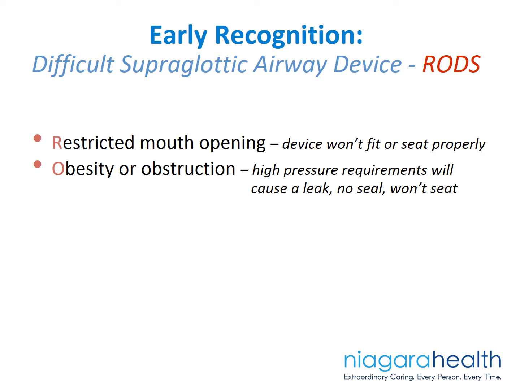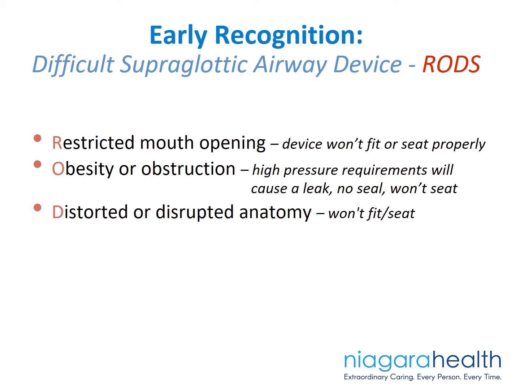Obesity or obstruction, again, just like bag valve mask ventilation, essentially you have to be able to get a seal, and if you have any type of obstruction from things that are in the way, or you're obese, we are going to overpressure that device, and you're basically going to get a leak, or you won't get it to sit and seal properly in the back of the oropharynx, causing basically no way to ventilate the patient. Distorted or disrupted anatomy, for exactly the same reasons, you need to be able to have that sit in the back of the oropharynx and seat properly. If you have those things present, distortion or disruption, it will not sit properly and you won't get a seal.